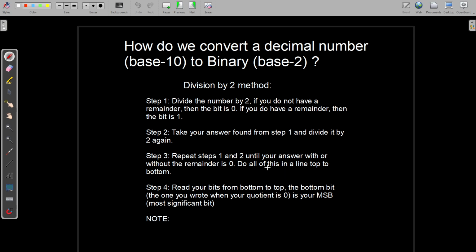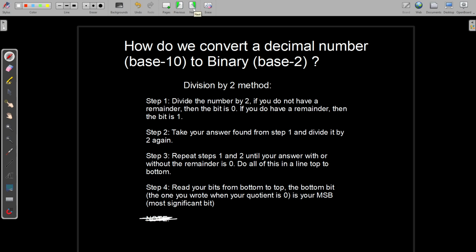And we're going to do all this in a line from top to bottom. Now, for step 4, we're going to read your bits from bottom to top. The bottom bit, the last one you would have written when your quotient is 0, will be your most significant bit. And please ignore this little note here. I meant to write something there, but it turns out I don't need it.